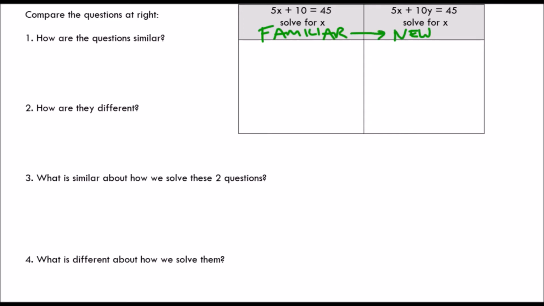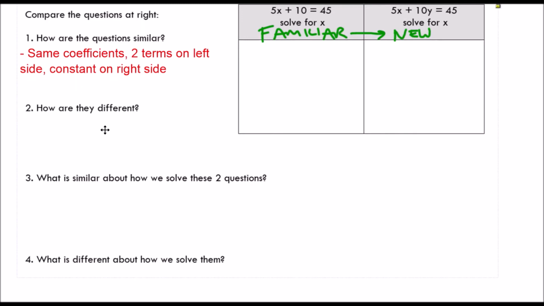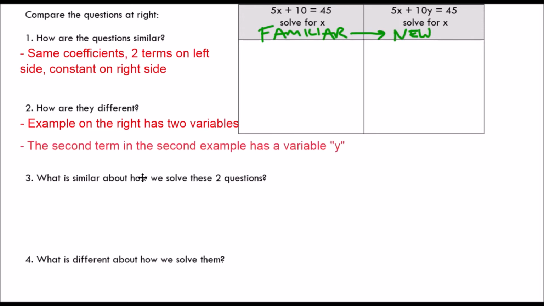All right, compare the questions. How are the questions similar? Now I wrote this down. If you don't have enough time to write it down, that's of course okay. You can pause the video. How are these two questions similar? Well, the first thing is they have the same coefficients, right, 5, 10, and 45. Two terms on the left, and a constant on the right. Anything else? No, that's it. How are they different? Well, first of all, the new one on the right has two variables, x and y, where this one doesn't. Also, the second term in the second example has the variable y.